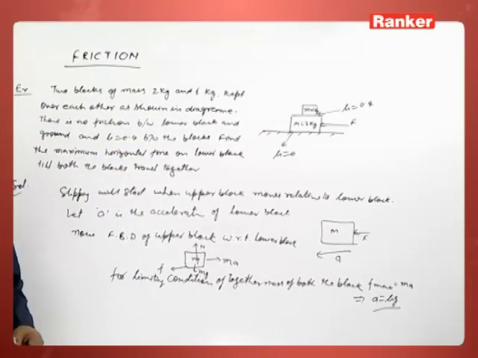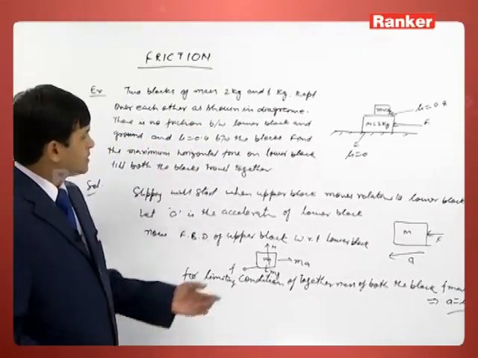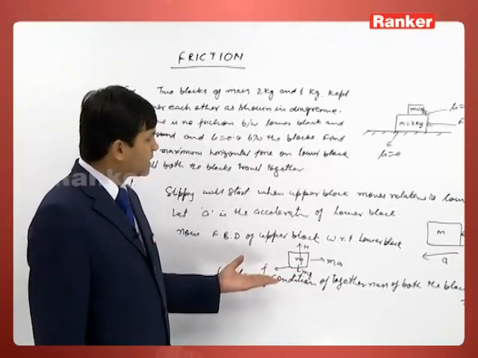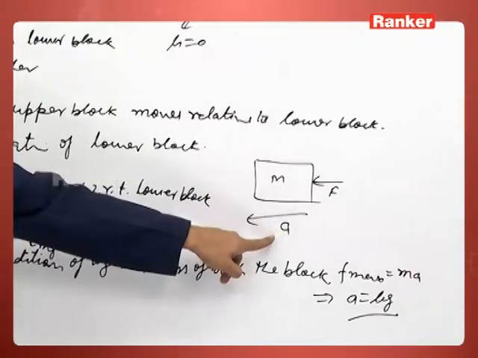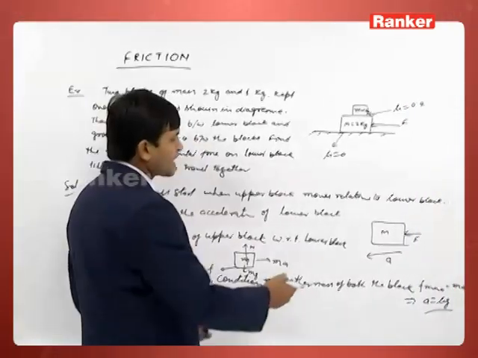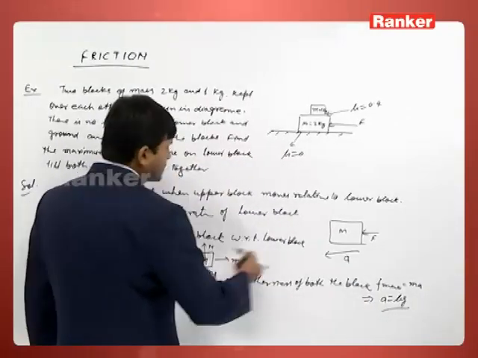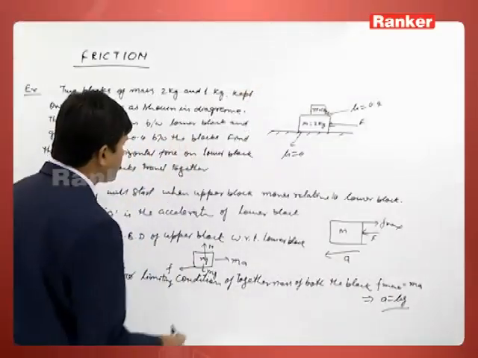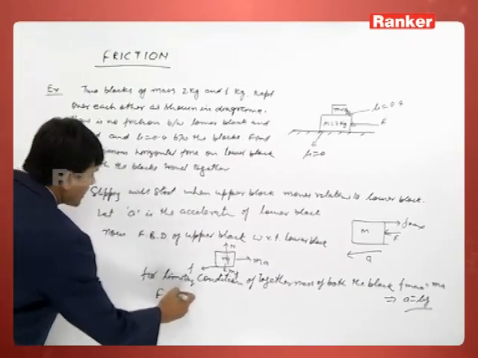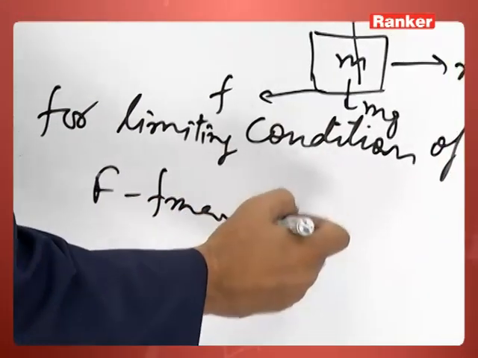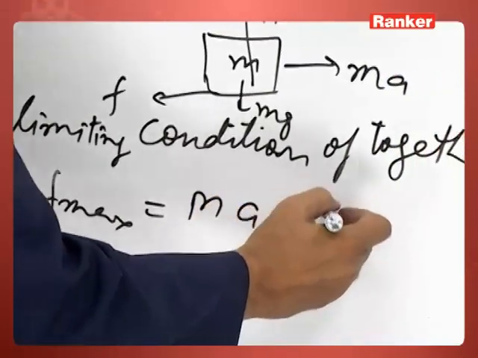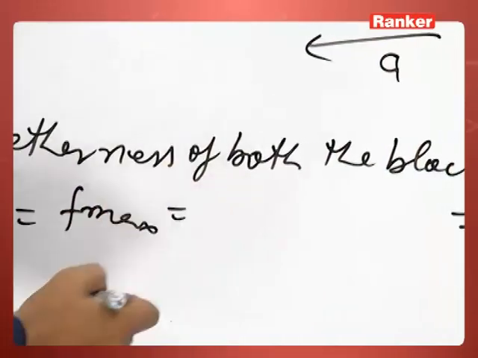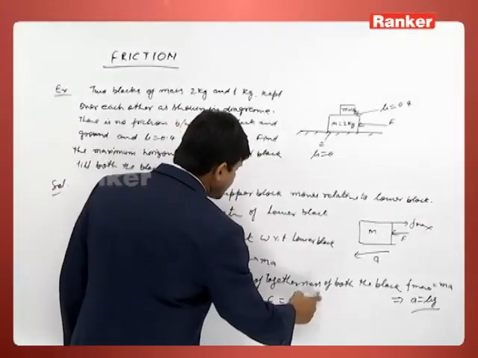It means the upper block will remain with the lower block, or both the blocks will move together, till the acceleration of the lower block is mu g. When the acceleration of the lower block is mu g, at that time the friction is maximum. Then we can write the equation for the lower block: F minus F maximum is equal to capital M into A, and that gives us F is equal to F maximum plus capital M A.